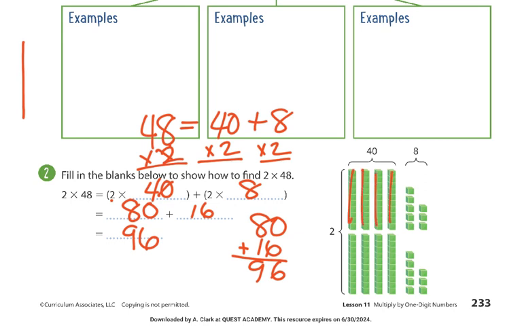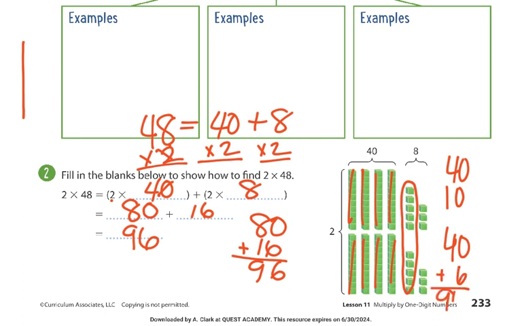1, 2, 3, 4, 40. 1, 2, 3, 4, 40. There's 5 here and 5 there, so that equals 1 rod. So I'll put a 10 there. 3 plus 3 is 6. I add those all together. I also get 96.